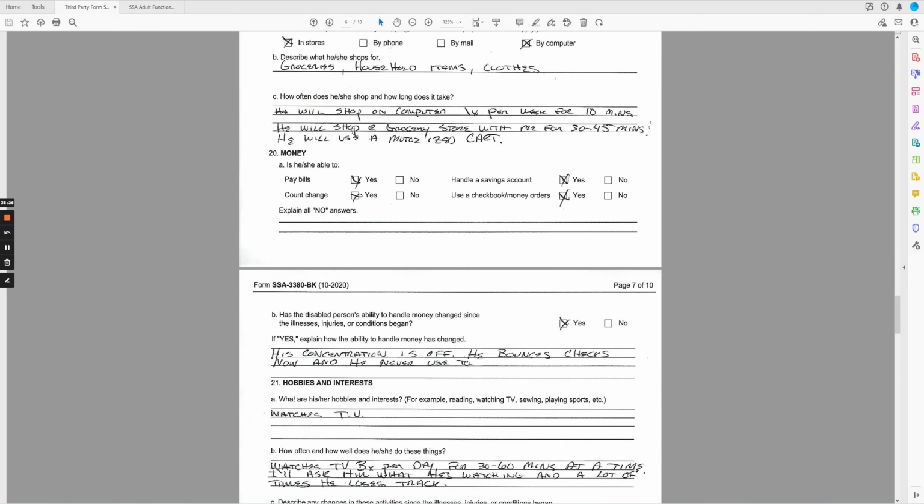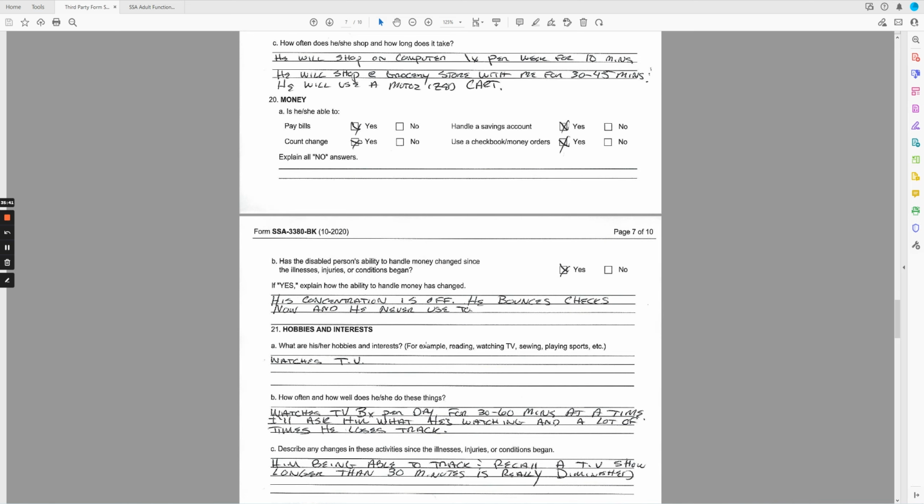His concentration is off. He bounces checks now, and he never used to. So he knows how to write a check. He's able to handle a savings account. He's just not very good at it. And that's what we get to explain here in this B section.